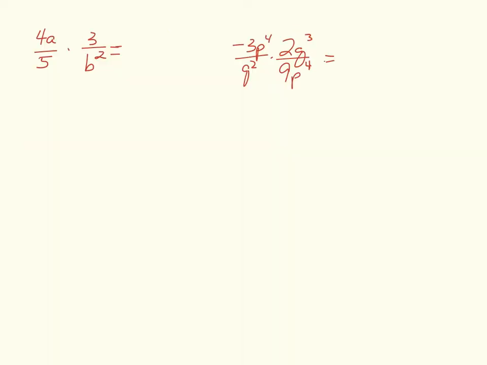Okay? Let's look at a couple more. With 4a over 5 times 3 over b squared, there are no numerators and denominators that can cancel here. Okay, so all you're able to do is just multiply the numerators, so that gives you a 12a, and multiplying the denominators gives you a 5b squared.